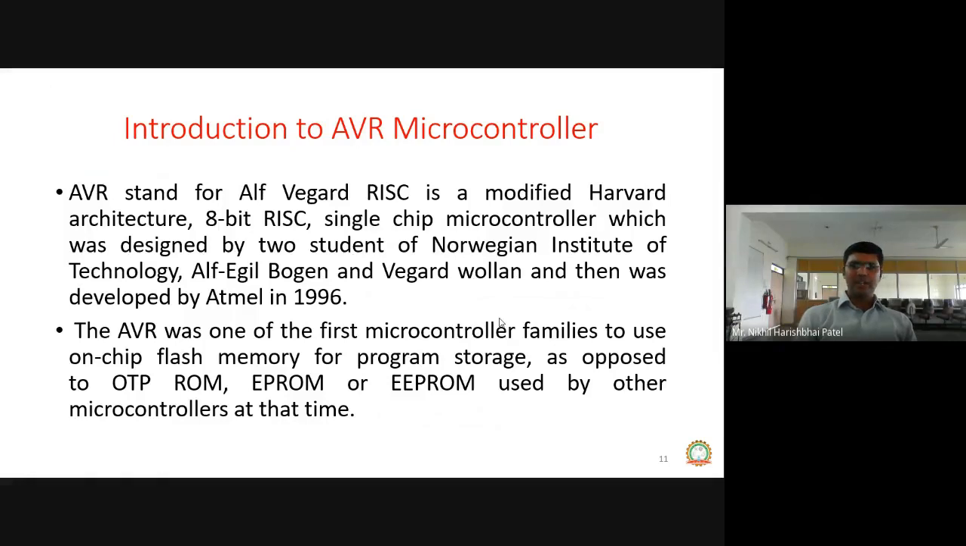But this AVR controller is especially a RISC-based modified Harvard architecture, 8-bit RISC, single chip microcontroller, which was designed by two students of the Norwegian Institute of Technology, Alf Bogen and Vegard Wollan, and was adopted by Atmel in 1996. The AVR was one of the first microcontroller families to use on-chip flash for program storage, as opposed to OTP ROM, EEPROM used by other controllers at that time. Here, the advantage of AVR is the flash memory. There are 32 kilobytes of flash memory available in the Atmega 32 microcontroller.